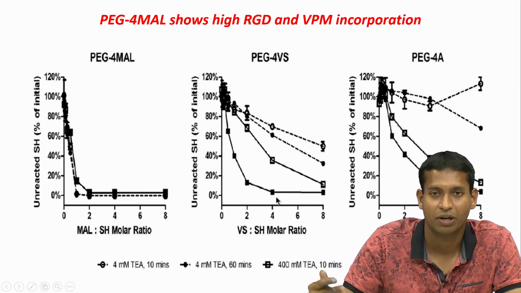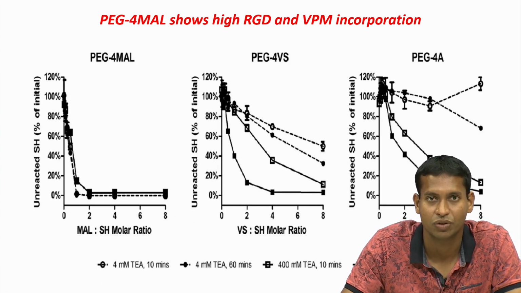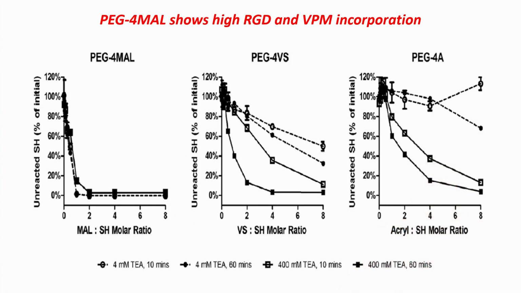So, now let us look at what the data they achieve from this. So, first of all, the PEG 4-mal shows higher RGD and VPM incorporation. So, this reaction is more efficient, that is what they are trying to propose. So, let us look at that. So, in cases of PEG 4-mal, what they see is even if they have low amount of the TEA, which is sort of a catalyst here, even at 10 minutes you almost get all the reaction.